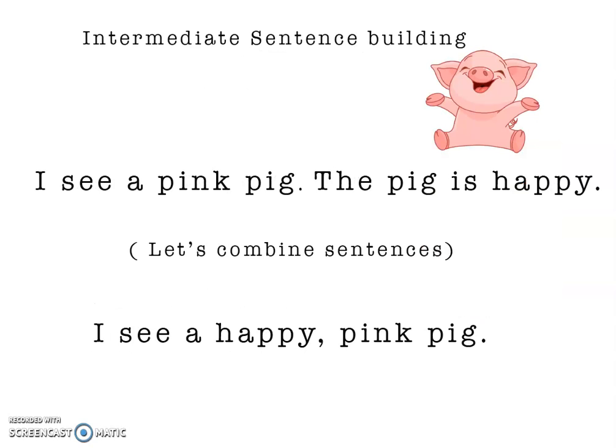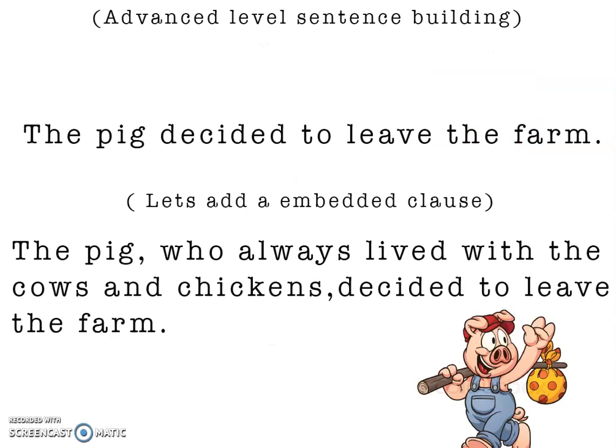For the intermediate level, an example would be, I see a pink pig. The pink pig is happy. So I would think, all right, my students need to know how to combine sentences. So I'm going to model them, I see a happy pink pig. So we'll move on to the advanced level.